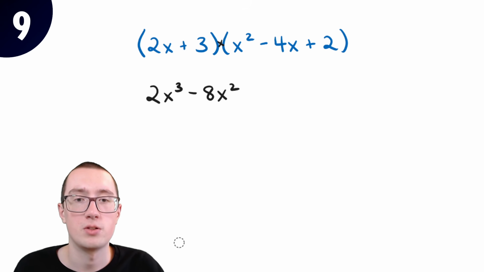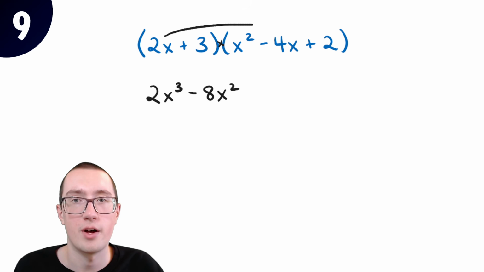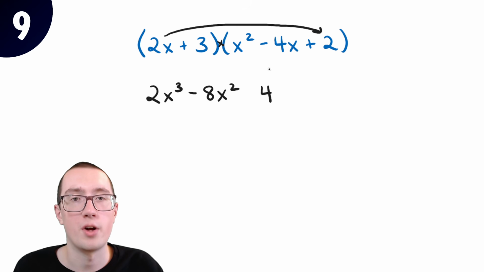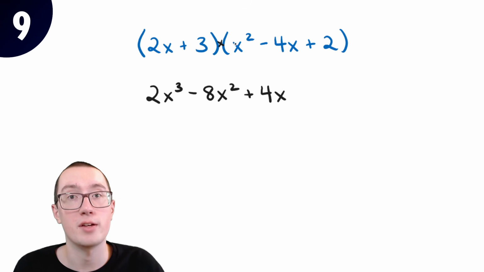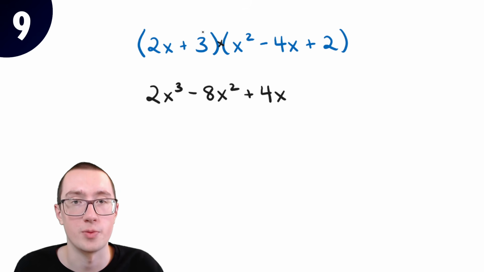Now, what about 2x times positive 2? That's the last part here. 2 times 2 is 4. And then we have 1x, so the x is going to stay. And no minus signs, so that's going to be a plus. So this is our final multiplication for multiplying 2x out to all the parts. But remember, now we have to multiply the 3 out to all the parts.